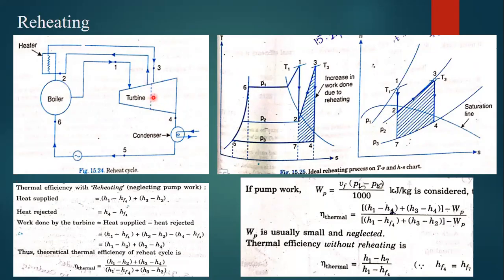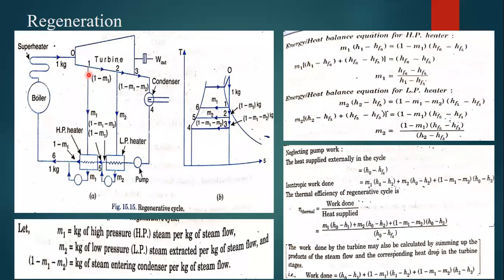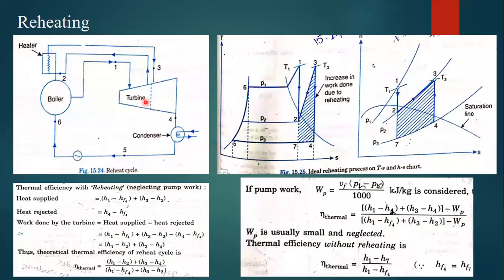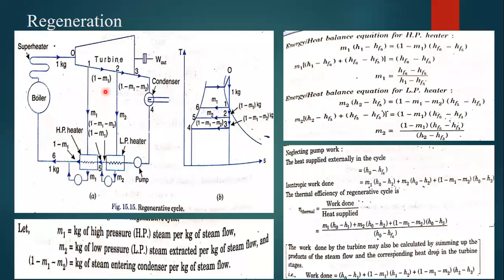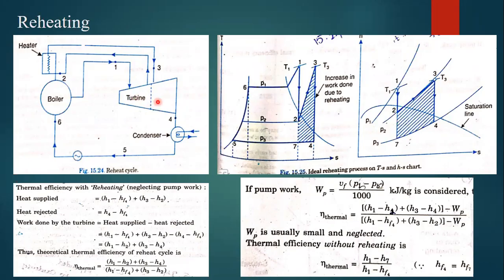In regeneration we take part of the steam, but in reheating we are going to take the whole steam. Again from the boiler we give the steam to the turbine, and from the turbine we allow the steam to expand, and after certain expansion we take the whole steam. In regeneration part of the steam is taken, but in reheating the whole steam is taken. That is the main difference between regeneration and reheating.